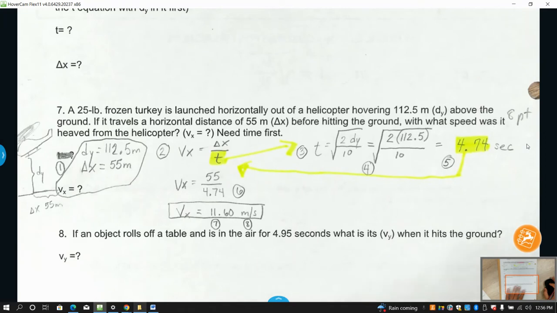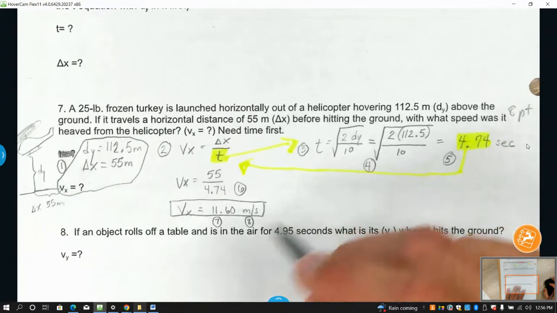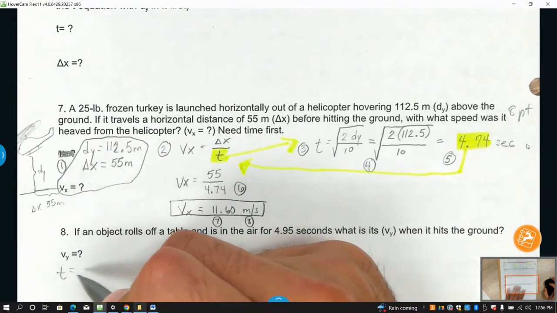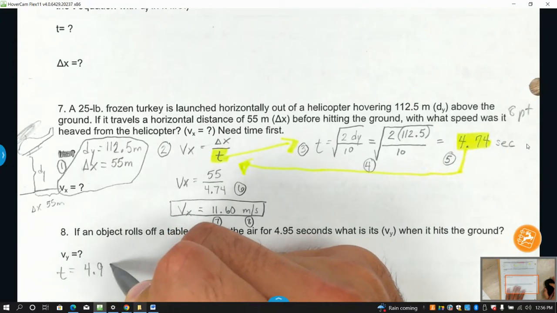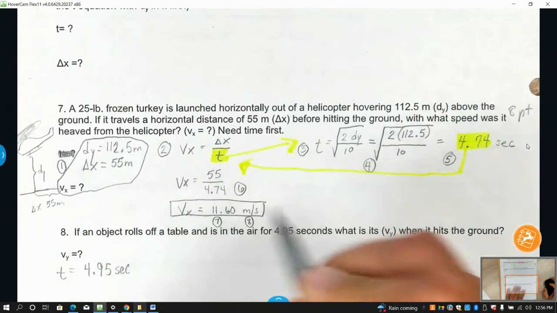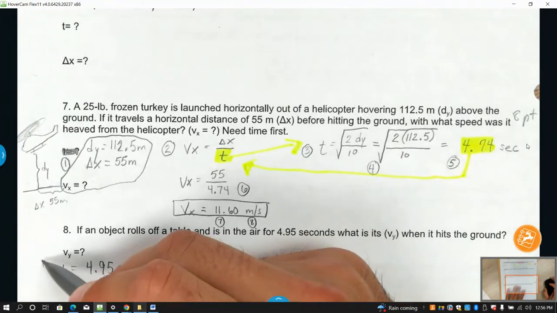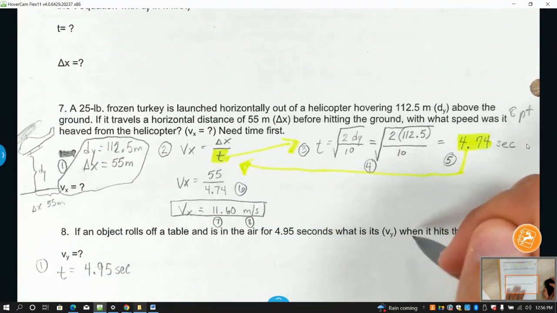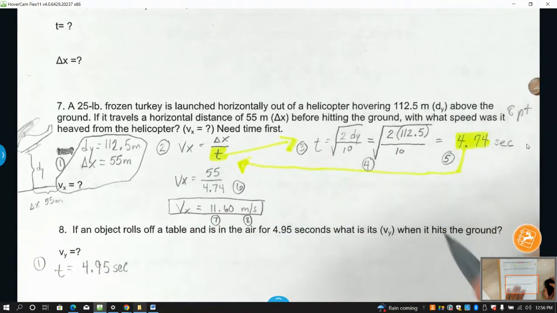So what you guys are going to do now is work on numbers 5 and 6. And then number 8 is very simplistic. It says an object rolls off a table and is only in the air for this much time. T is 4.95 seconds. All right, they want to know what the speed is when it hits the ground.